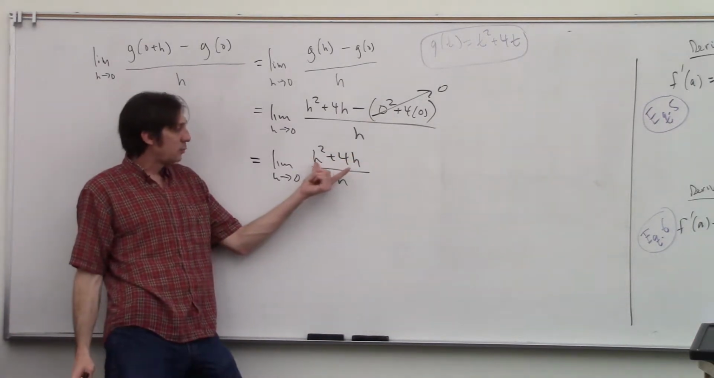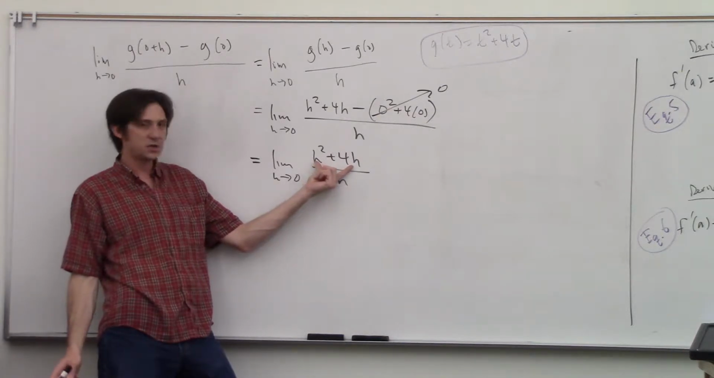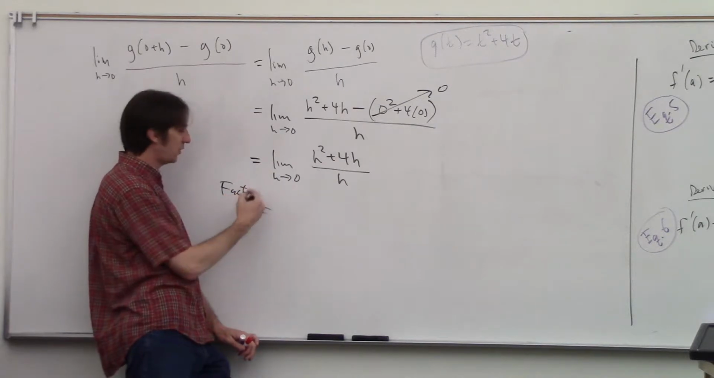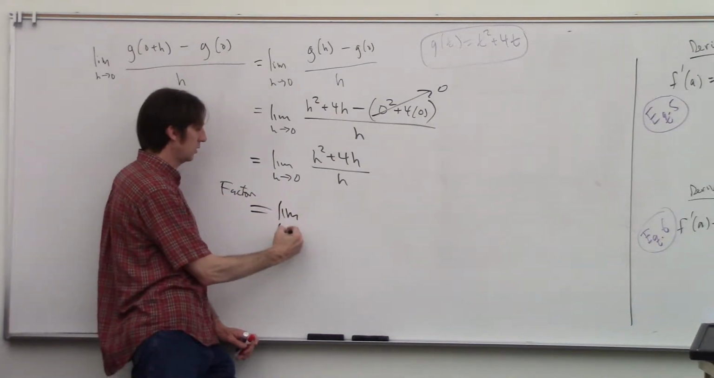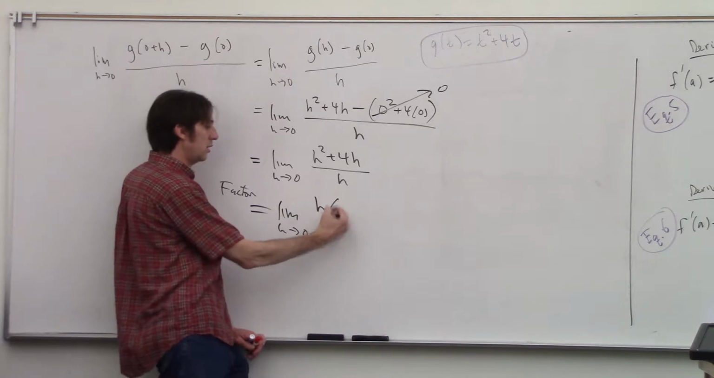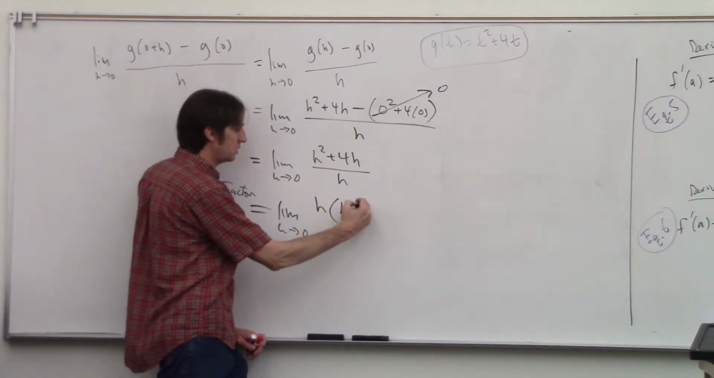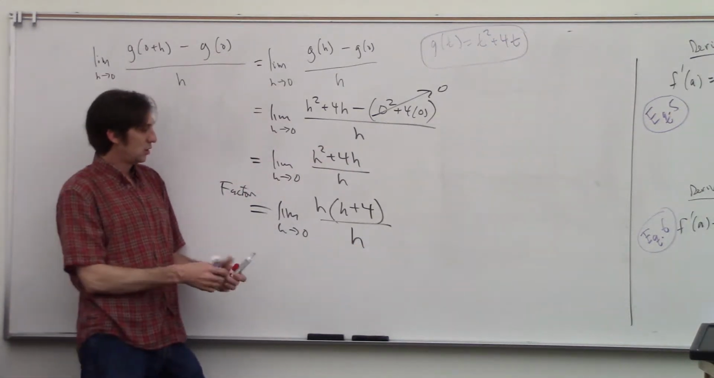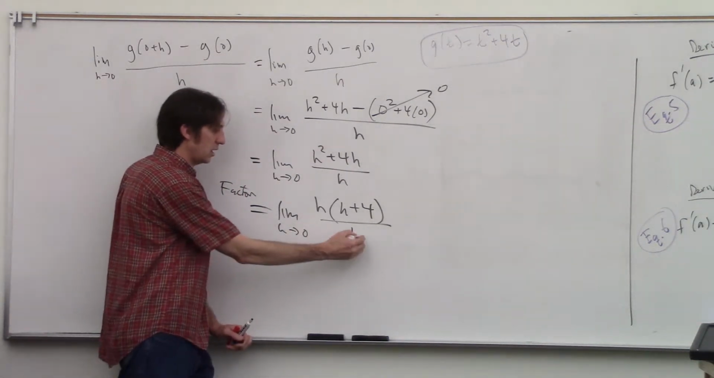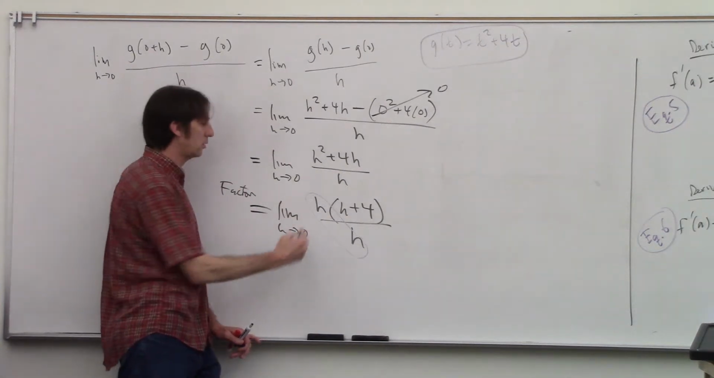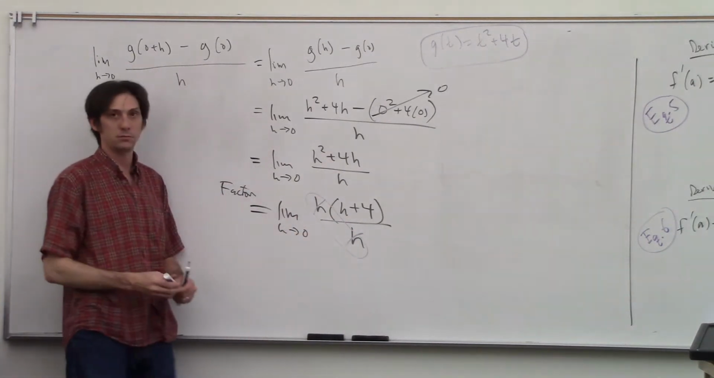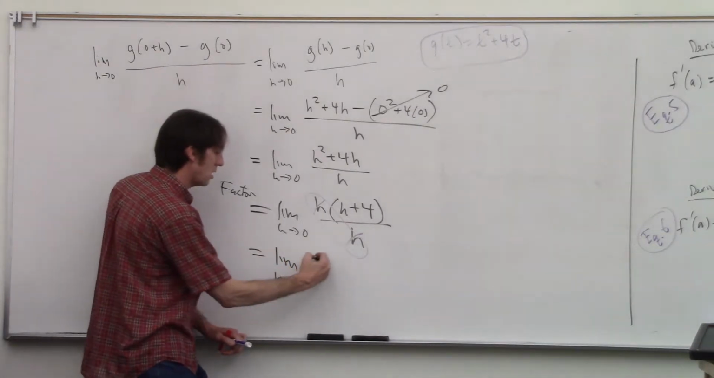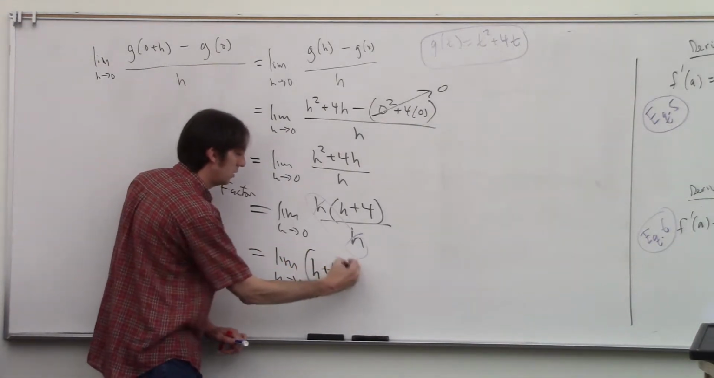Like we've done a bunch of times, in the numerator each term has an h in common, so you can factor it out. This is the same process every time we do it. We factor out in the numerator. When we factor out an h, we're left with an h plus 4. In the denominator, I still have an h. When I have an h divided by h like this, after factoring out, then I can cancel it. So what's left now? Now I have the limit as h goes to 0 of h plus 4.